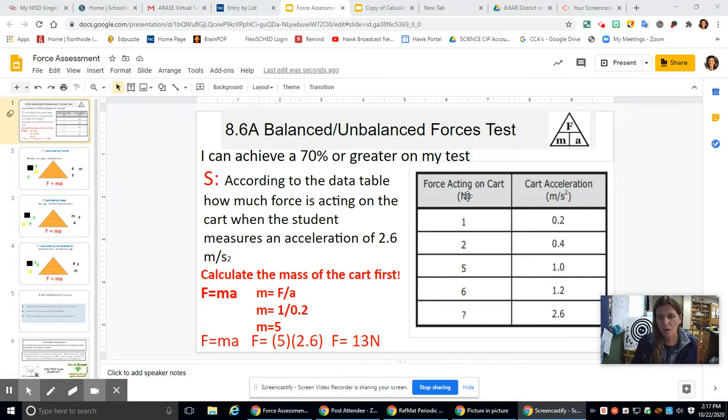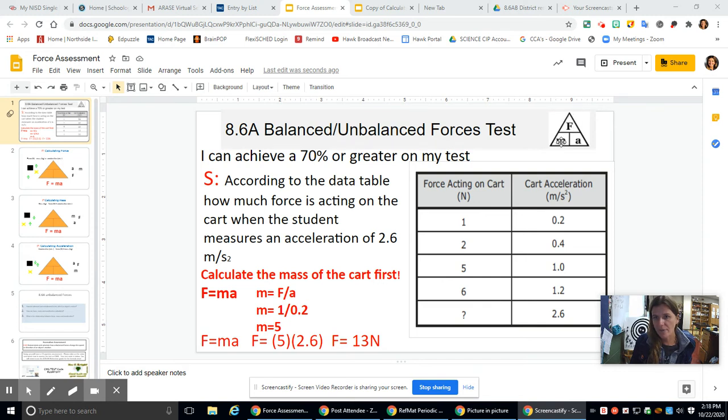Now in this chart, what you see here is your forces, that's what's given, and your acceleration. But here they're asking you how much force is acting on the cart when the student measures an acceleration of 2.6 meters per second squared. So first what you want to calculate is the mass of the cart. In order to find out what the mass of the cart is, don't forget your formula triangle.